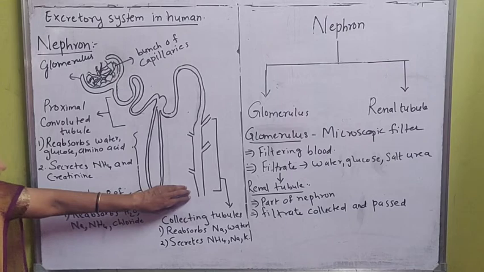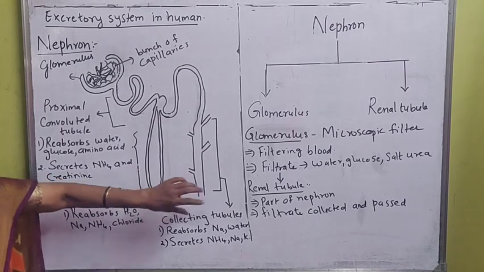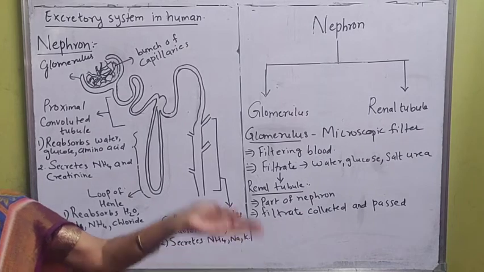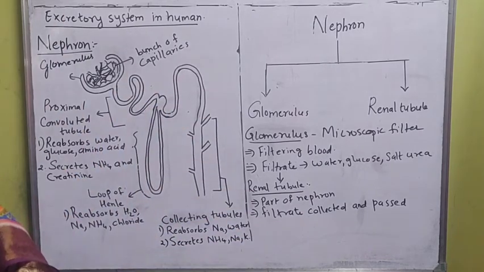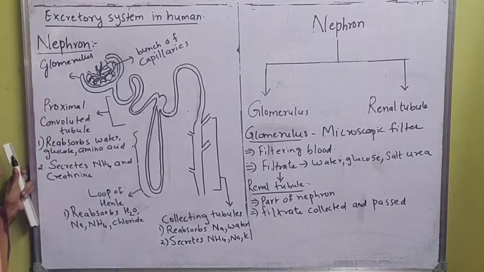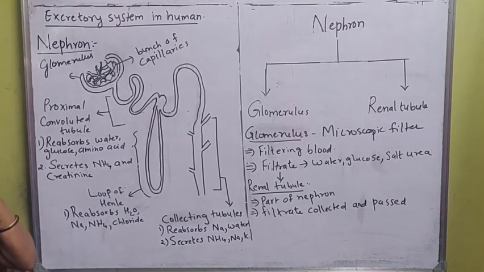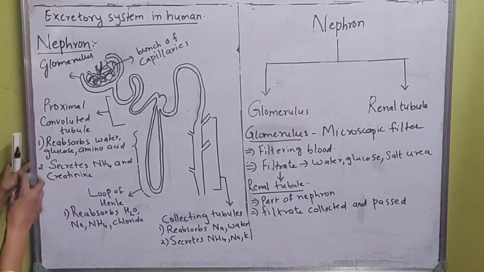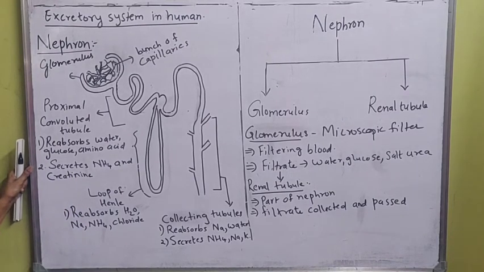So after the collecting tubules, what will happen? These collecting tubules will be connected to the ureters. From the ureters it will pass to the urinary bladder. From the urinary bladder it will pass to the urethra. That is how the unwanted things in the form of liquid containing urea, uric acid and ammonia will pass through the urethra, and that is what is called the excretory system in humans.